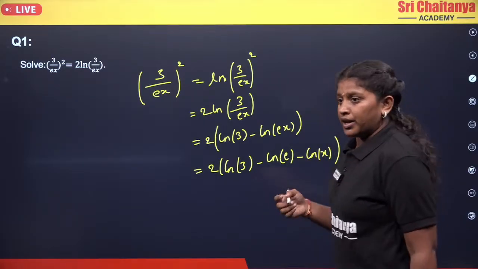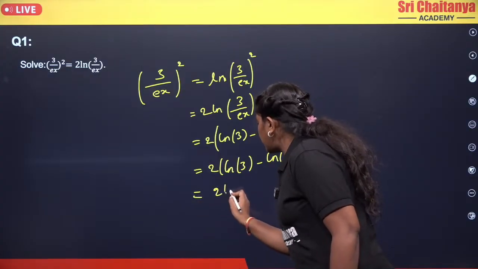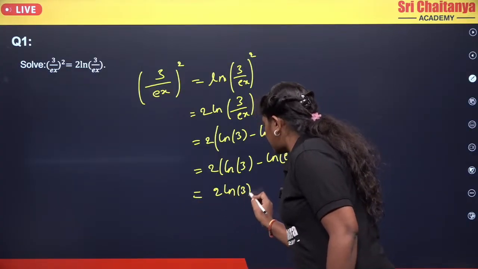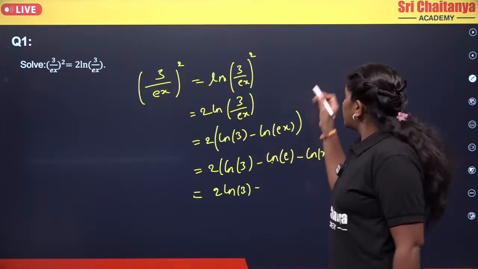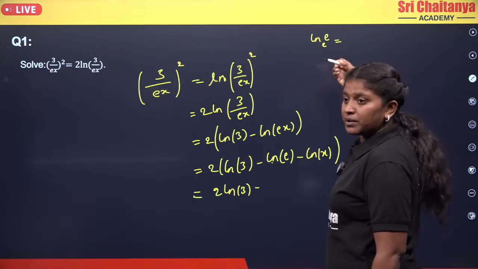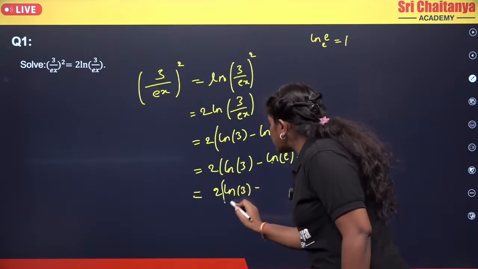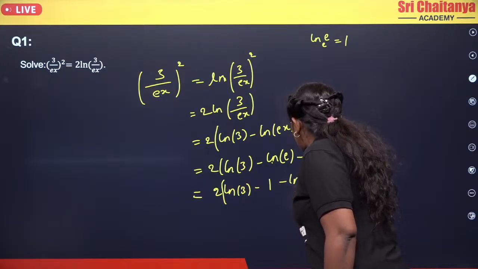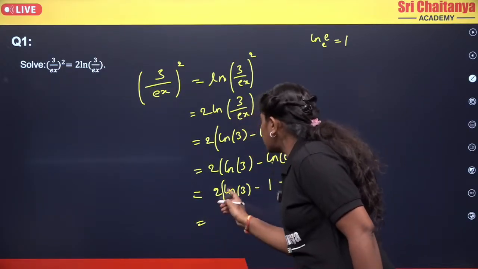Now if you multiply with your 2, observe clearly, 2 into ln of 3 minus ln e, means we are having the base e. So we will be having ln e to the base e. What will the value become? The value will become 1. So that becomes minus 1 minus ln of x. Clear?